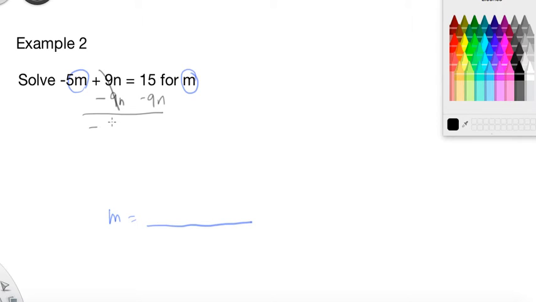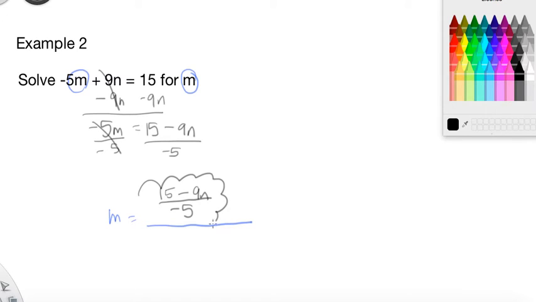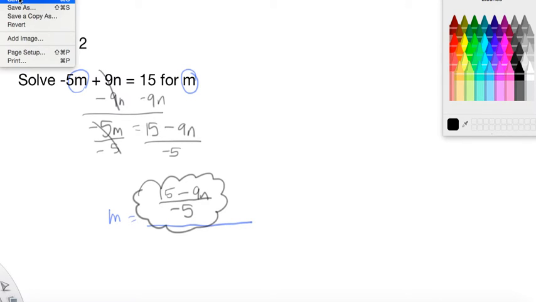And we'd be left with over here negative 5m equals 15 minus 9n. Then, in order to isolate the m, I'm going to divide by negative 5. And I divide the whole thing by negative 5. And so my final answer is m equals 15 minus 9n all over negative 5. Okay, and that is the final answer. All right, let's take a look at one more example.